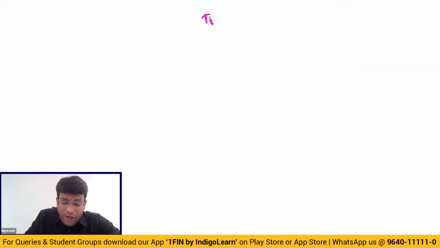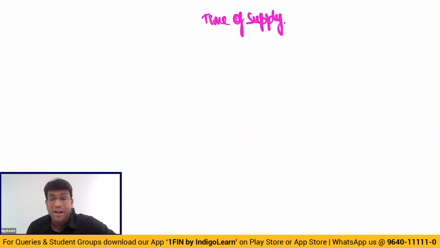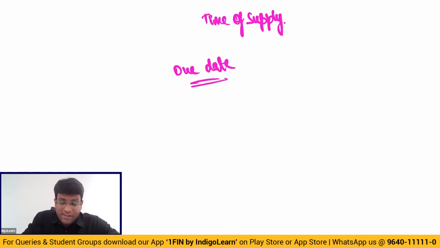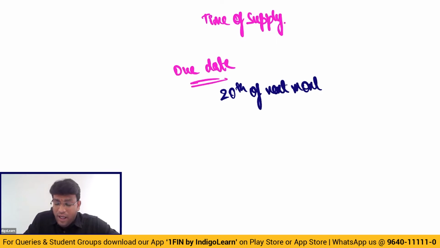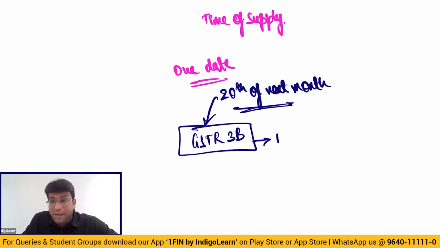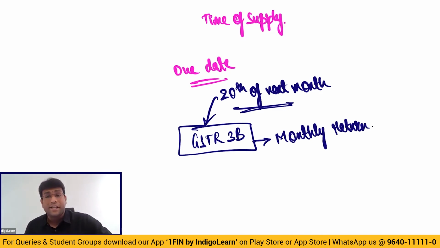Now, my dear friends, let me talk about the next interesting topic known as time of supply. Time of supply is important because generally, the due date for payment of tax is 20th of next month. I repeat again, generally, the due date for payment of tax is 20th of next month, and we pay the tax by using one form called GSTR 3B, which is nothing but a monthly return. GSTR 3B is a monthly return which we use for making payment of tax.